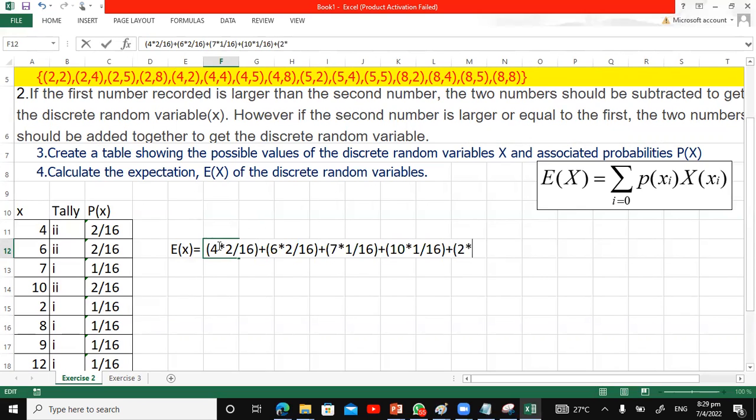Next random variable is 2. It's going to be 2 times 1 over, no, for 10, 10 should be 10 times 2 over 16 because that's the probability for 10. Let's just correct that. It's 2 over 16 for 10. All right. And now we are at 2. So for 2, it's going to be 2 times 1 over 16.